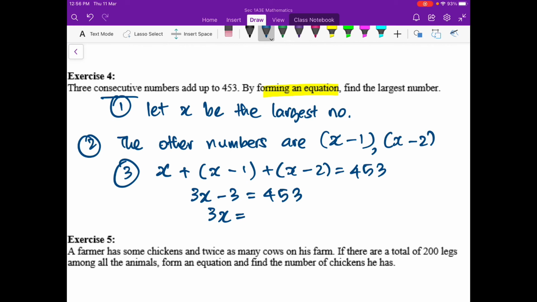Yes, you can do x minus 1. You can simply take 3x equals to, you add 3 on both sides, 456. Okay, add 3 to both sides, then x will be 152. Done. Wow. Okay, x is 452. Oh, sorry, 152. X, and then go back to the question.